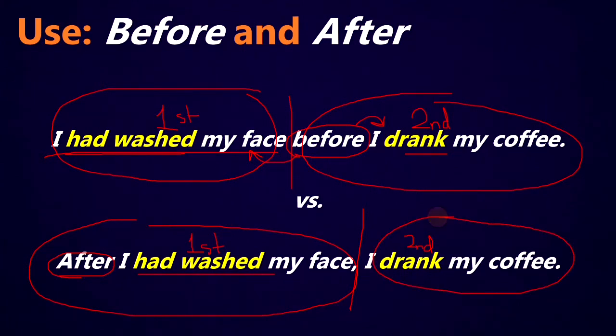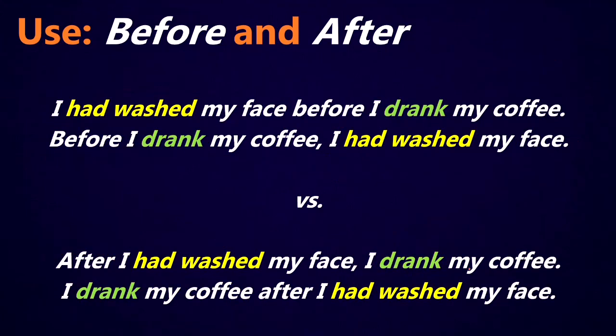And if you're not sure what a clause is, it's spelled C-L-A-U-S-E. A clause is the basic part of a sentence. It is a subject and a verb. So we've got I had washed, subject verb. I drank, subject verb. So this is a clause and this is a clause. Now, when I'm using the words before and after, I can actually switch the order of the clauses and the meaning of the sentence stays the same.